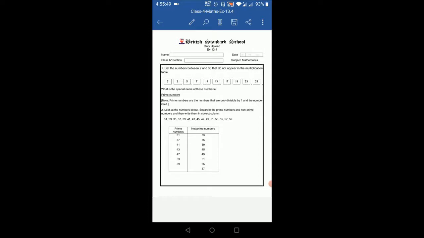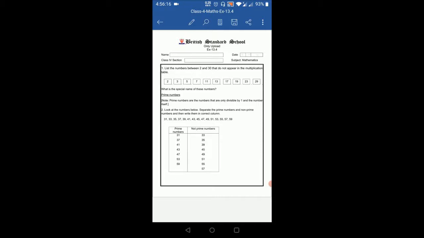Similarly, we can get 15. We can get 15 by multiplying 15 and 1. Also, we can get 15 by multiplying two completely different numbers, that is 3 and 5. 3 fives are 15. But these numbers between 2 and 30, we cannot get them by multiplying any other numbers. So these numbers have a special name. These numbers are called prime numbers.